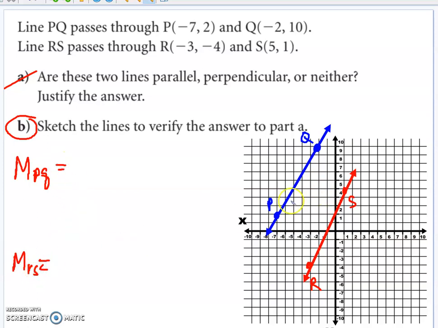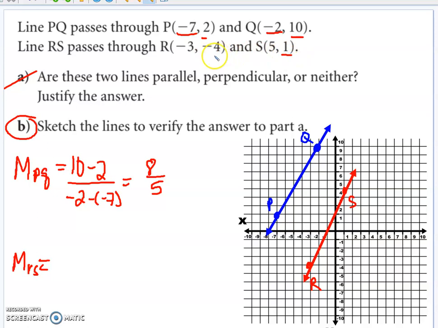Obviously, in looking at it, these are not perpendicular. So let's check. Let's just make sure. So the slope PQ, we're going to do y2 minus y1 and x2 minus x1. So we're going to end up with 8, and this is -2 plus 7, so over 5.